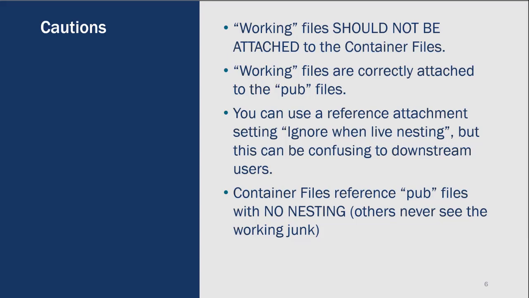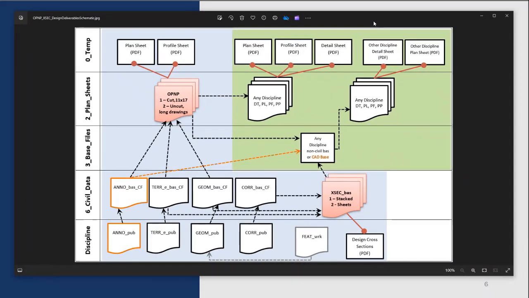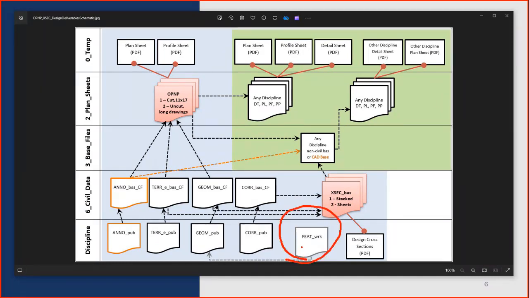If we remember this schematic, I have a working file down here in the discipline folder that's attached as a reference into the geometry pub file. This working file was just some sketched out graphics, maybe. It's not used at all except for visually, and it can stay attached to that pub file. But when you attach the reference from the pub into the container file, that's where you limit. You say, no nesting. I only want to see this default model from the pub file. And then you don't see the junk.